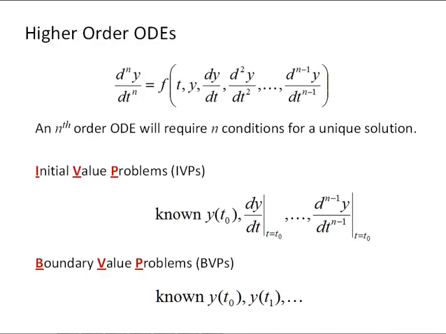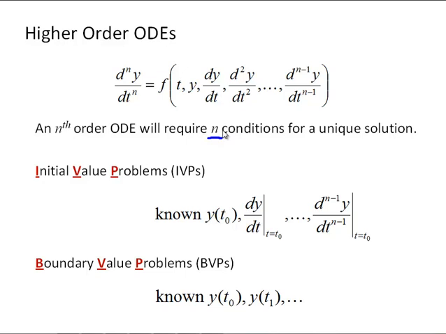So recall higher order ordinary differential equations can be written as follows, where the nth derivative of y with respect to t is some function of t, y, dy/dt, second derivative, etc., up to the n minus 1 derivative of y with respect to t. And that nth order differential equation will require n conditions for a unique solution.